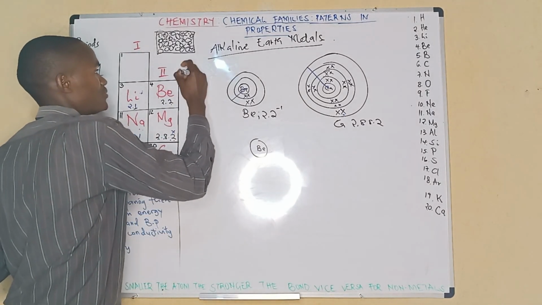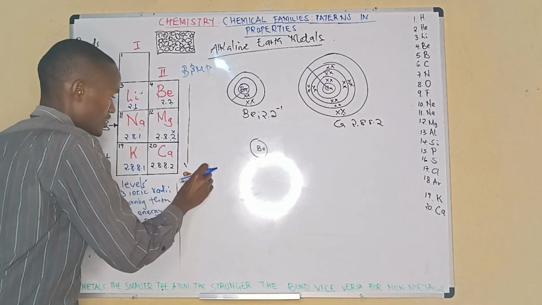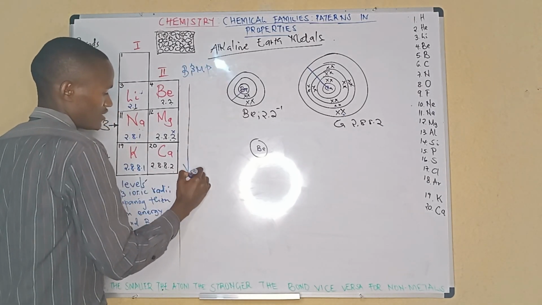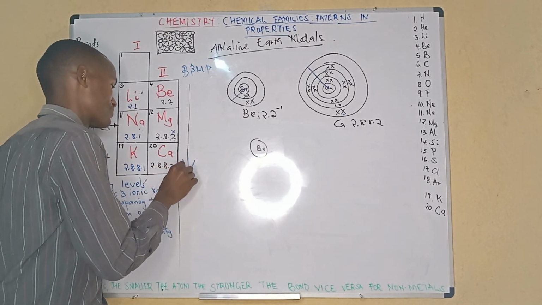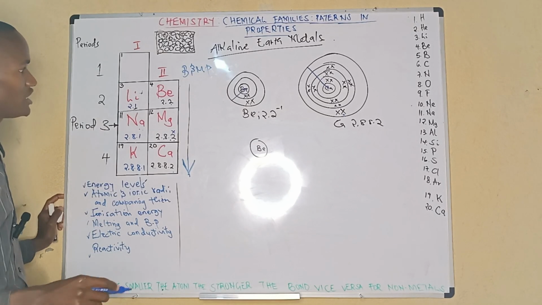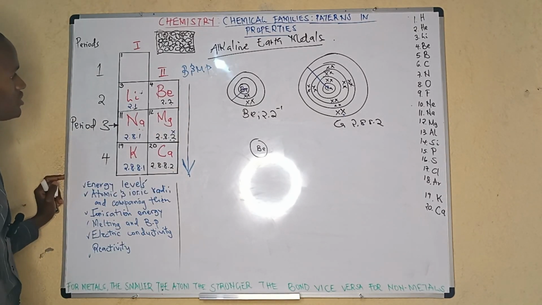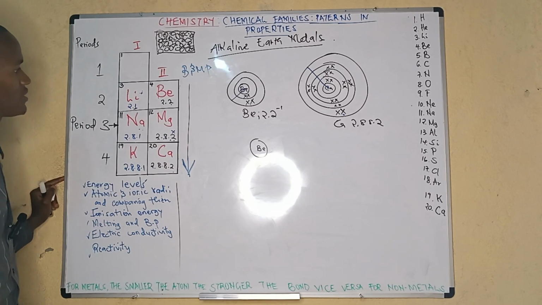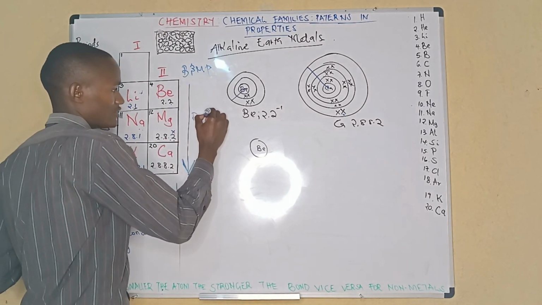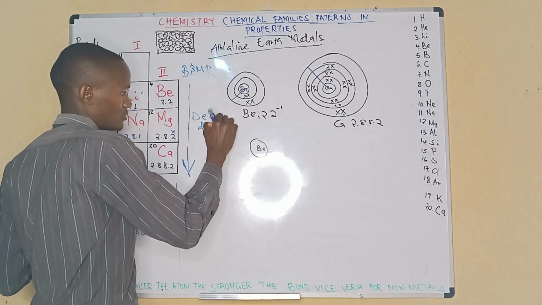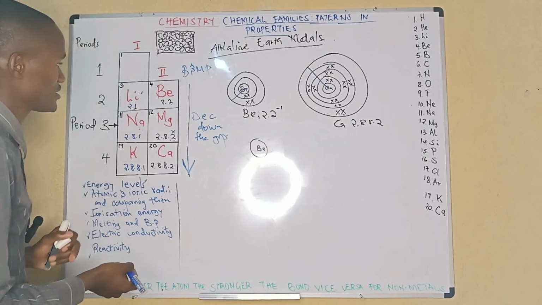We are talking of boiling and melting points. This is our arrow, pointing downwards. So downwards, the boiling and melting point, this one is big. This is the biggest, but it goes on decreasing. It decreases down the group.